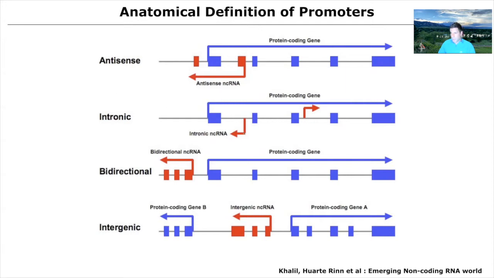A gene can be contained completely within an intron of a gene, and that's called intronic. And bidirectional is when two genes share the same promoter, and one gene goes in one direction and one gene goes in the other. And then intergenic is just referring to non-coding RNAs that just sit in between protein coding genes. And this doesn't really matter until later in the course, but we are going to be mapping to all of these types of promoters and looking at how they might be regulated differently.